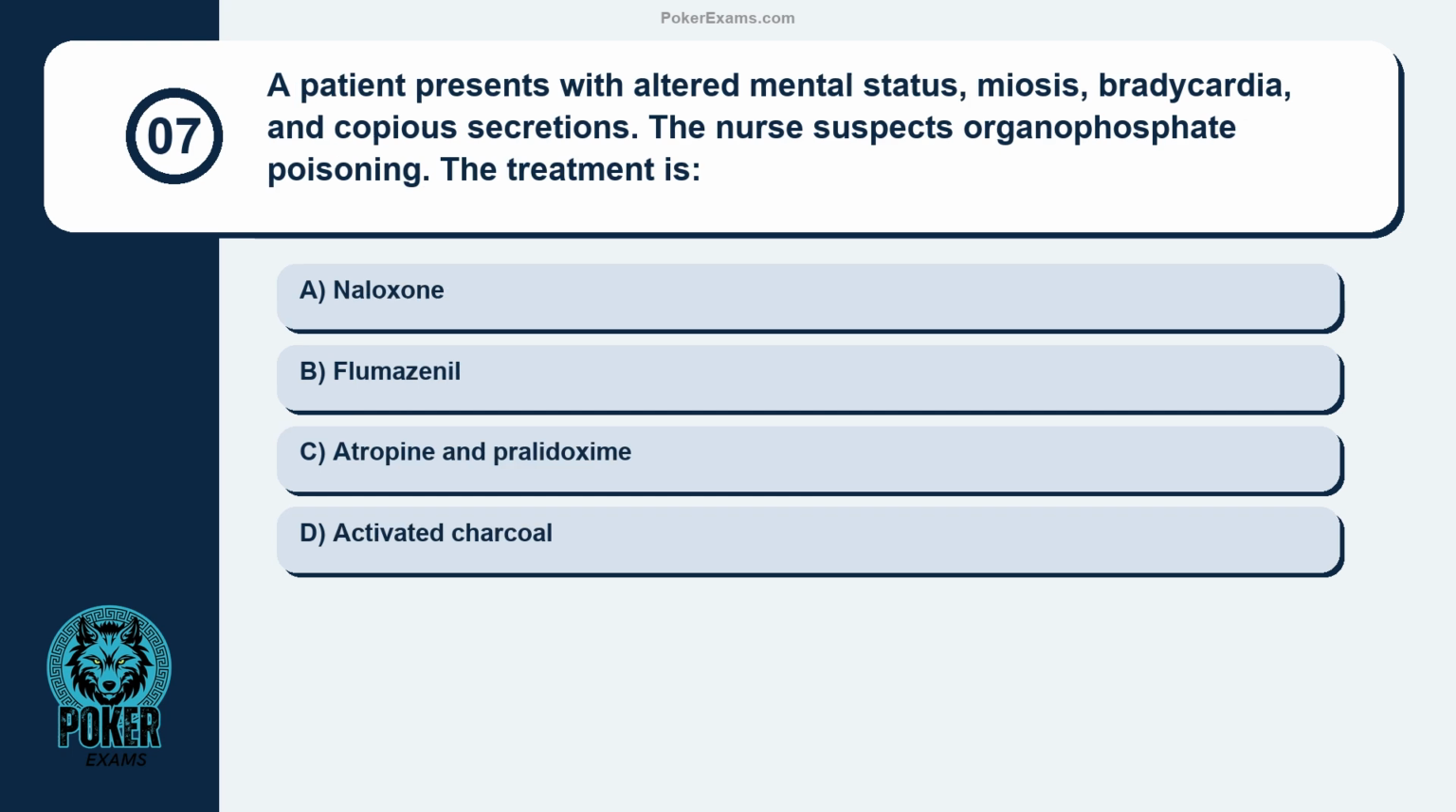Question 7. A patient presents with altered mental status, miosis, bradycardia, and copious secretions. The nurse suspects organophosphate poisoning. The treatment is naloxone, flumazenil, atropine and pralidoxime, activated charcoal.